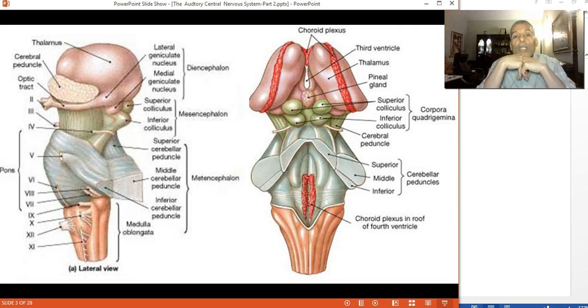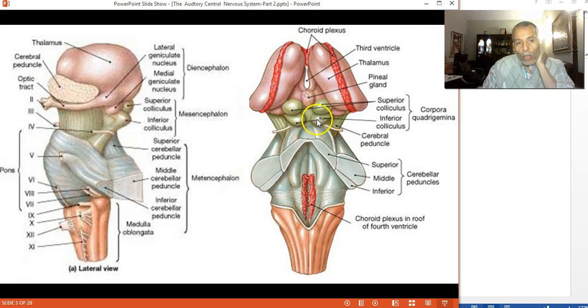Then what do we do with this information? The inferior colliculus has four pathways, and it sends the information to all these pathways at once.